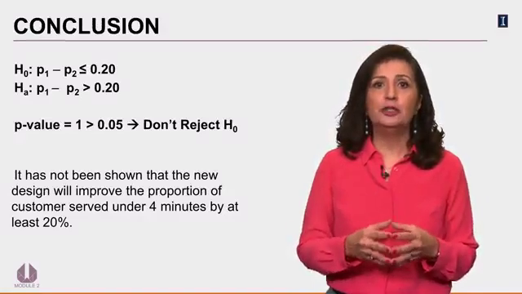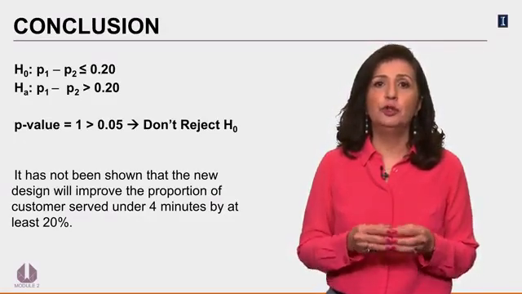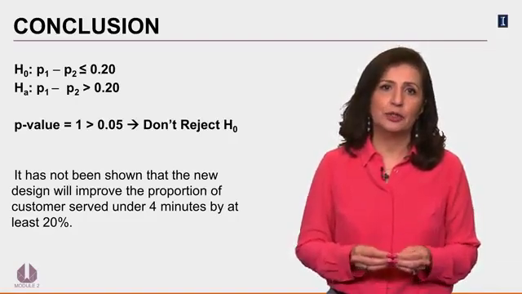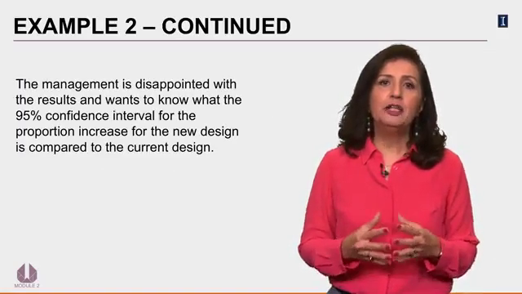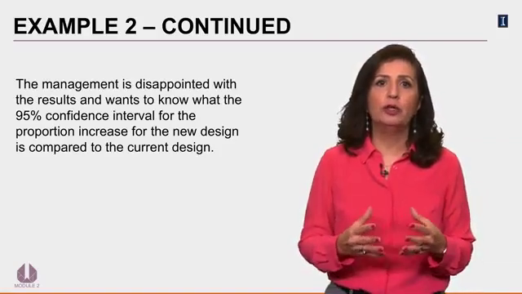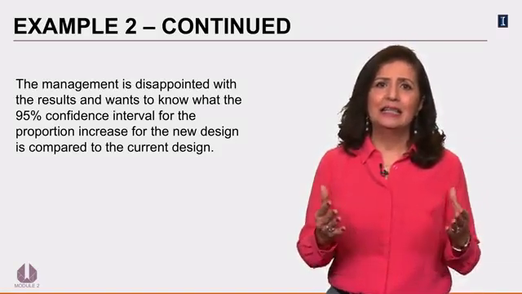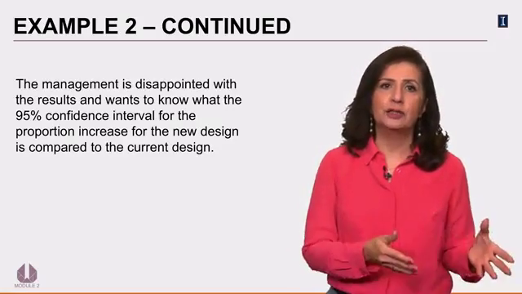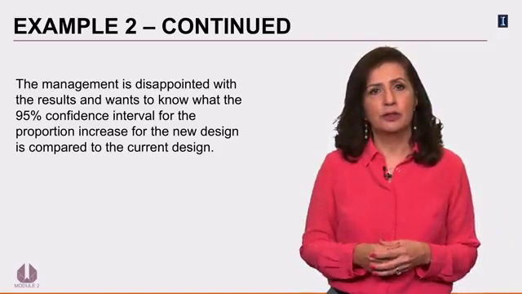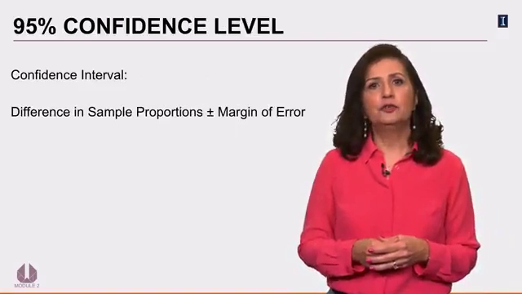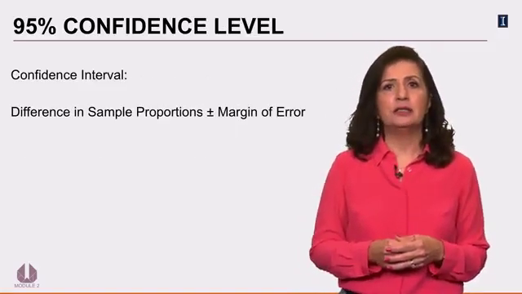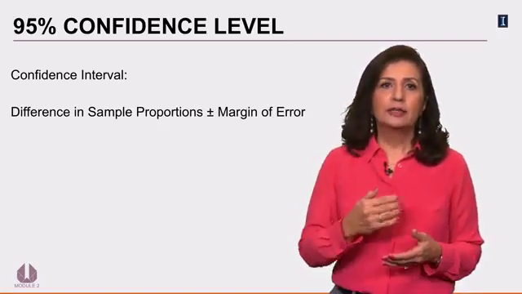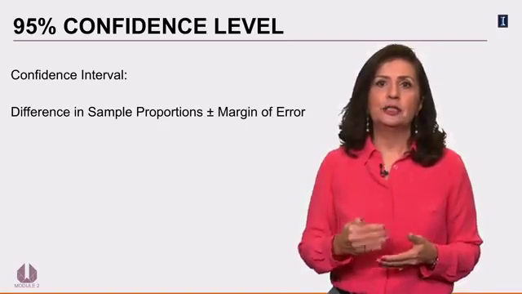Therefore, it has not been shown that the new design will improve the proportion of customers served under 4 minutes by at least 20%. The management is disappointed with the results and wants to know what exactly the 95% confidence interval for the proportion increase for the new design is, as compared to the current design. The confidence interval is calculated by taking the difference we see in the two sample proportions plus or minus the margin of error. For sample proportions, the equation used is shown here.